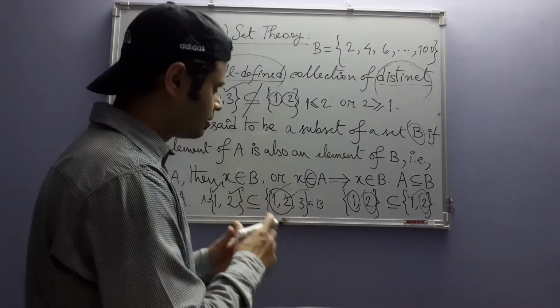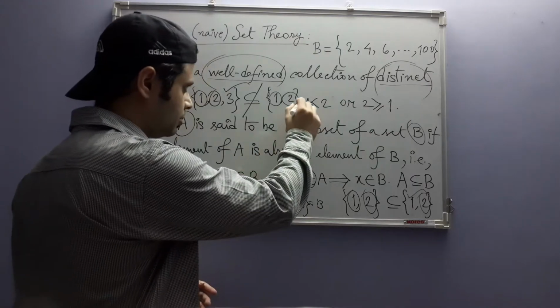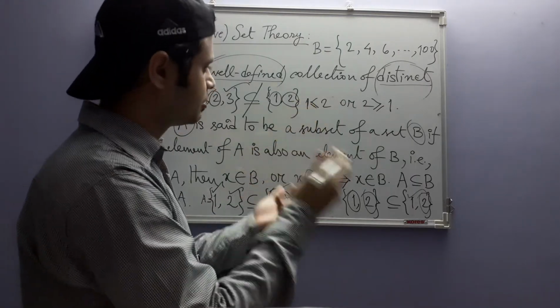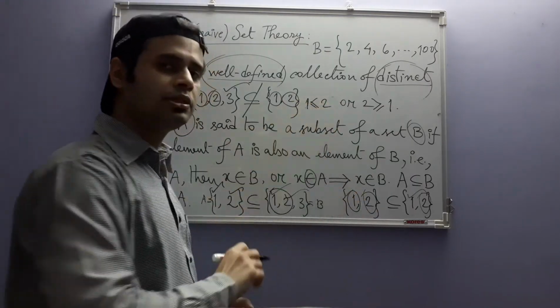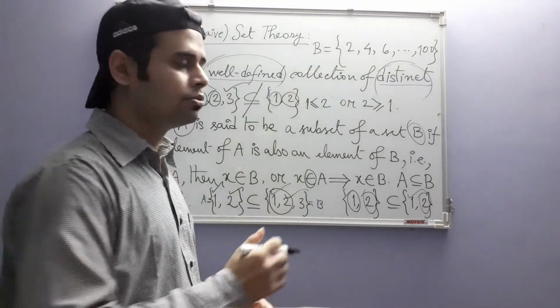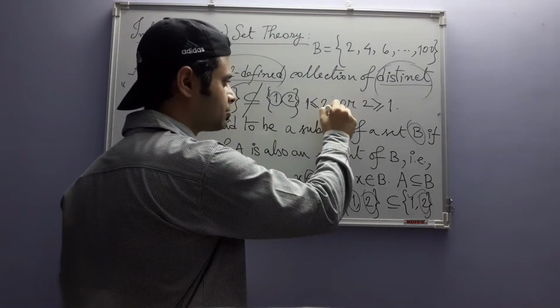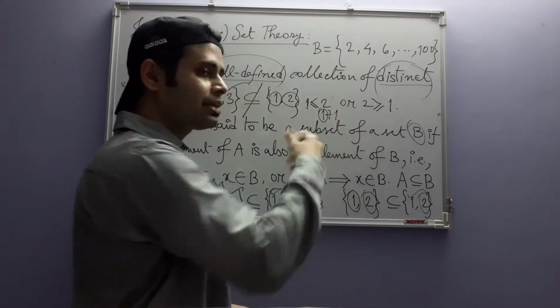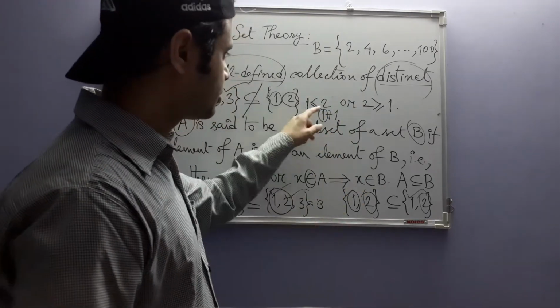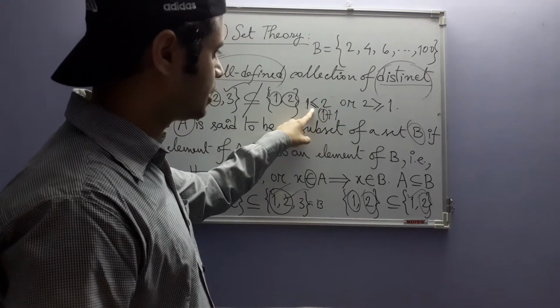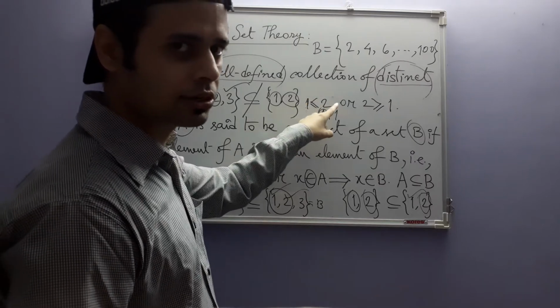Okay, so you see, in a particular sense, 1 is also inside 2. How? Because 2 is equal to 1 plus 1. 2 is 1 plus something extra. So that's why we use a notation like this. 1 is less than or equal to 2.